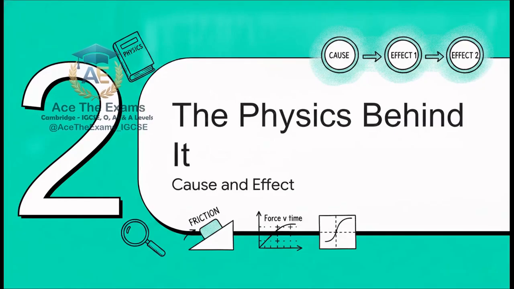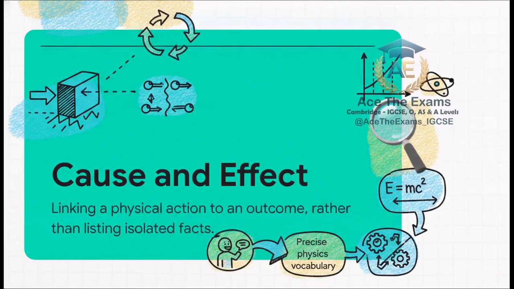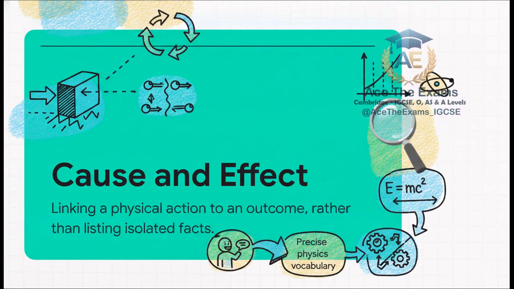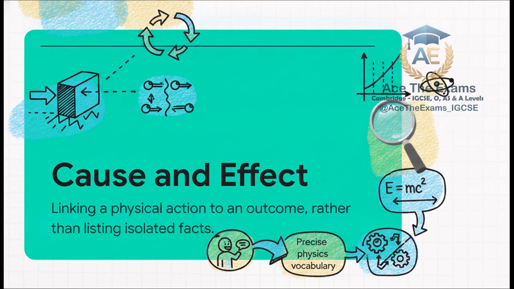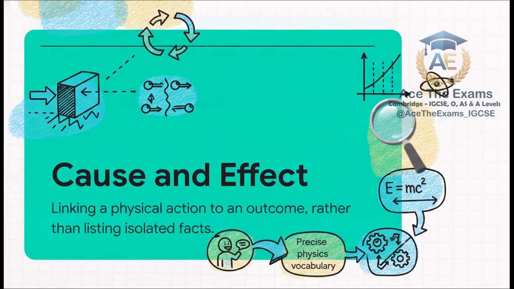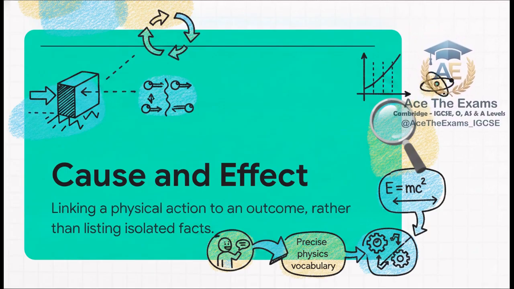Moving right along to Section 2, the physics behind it. This is where we master cause and effect chaining. Once we have that everyday, real-world foundation solidly in our minds, we need to transition into the absolute rigor expected by the Cambridge syllabus. Let's talk about our other student, Sam. Sam rushes and ignores the command words. When the exam says, explain the effect of friction, Sam just writes, friction slows things down.